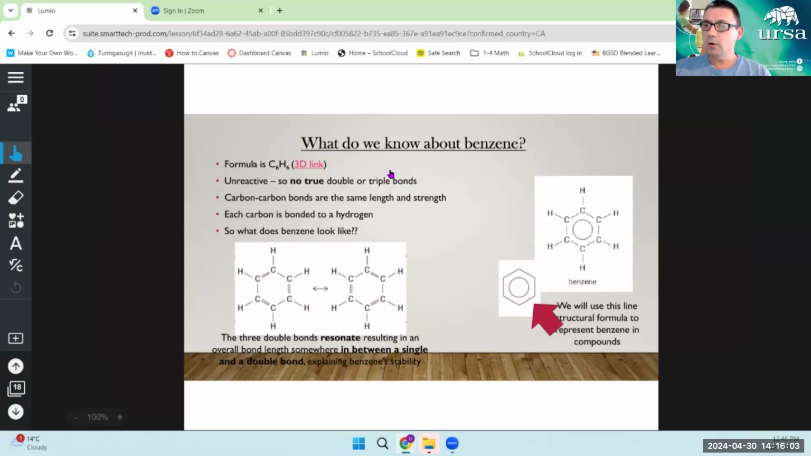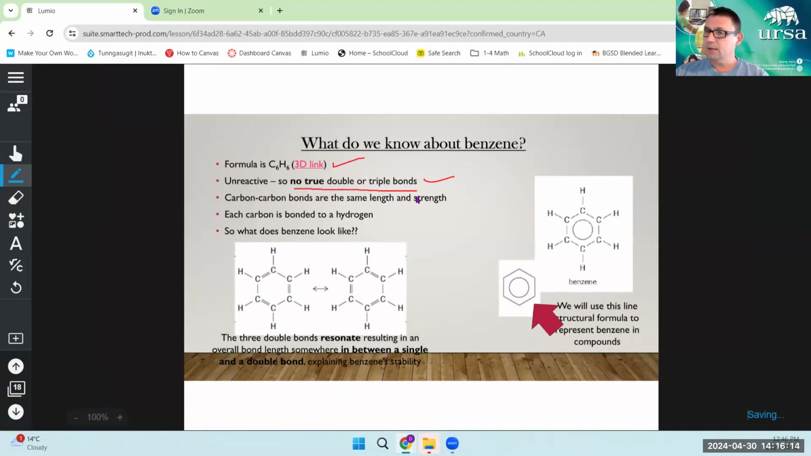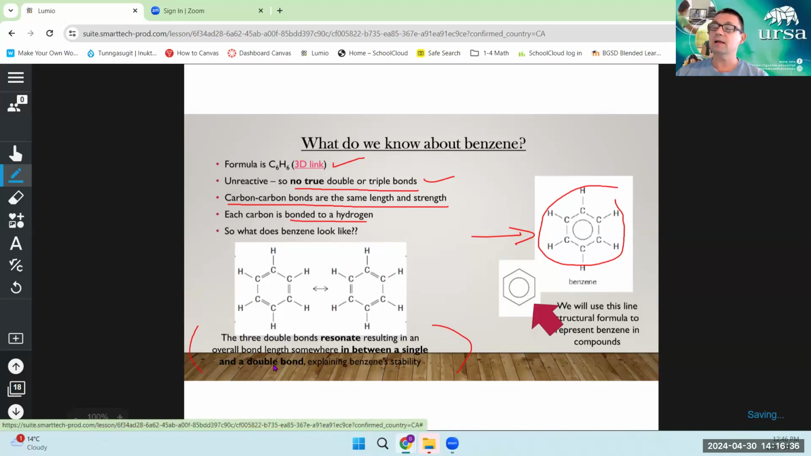We talked about benzene, or the aromatic. Again, just to illustrate this, look at it once again. Its formula is C6H6. It's unreactive. It doesn't have any true double or triple bonds. It actually delocalizes electrons. Each of the bond lengths is equal in length and strength, with bonding to a hydrogen. So it really is represented by this type of structure: a 6-carbon ring with a circle in the middle, indicating that there's resonance, that the electrons are delocalized and shared equally between all of the carbons involved in the structure.